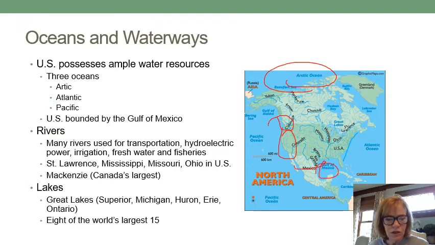See, I told you I'm not very good at this. And lots of lakes too. So we've got the Great Lakes up here, right? Many, many rivers. I want to teach you a mnemonic device to remember the Great Lakes. They start here, right?